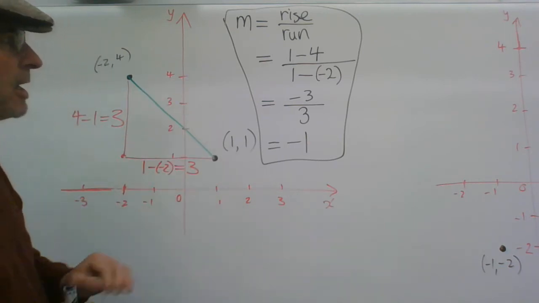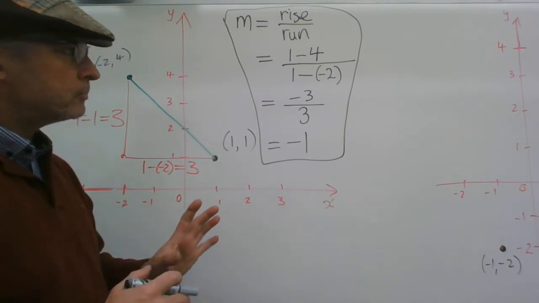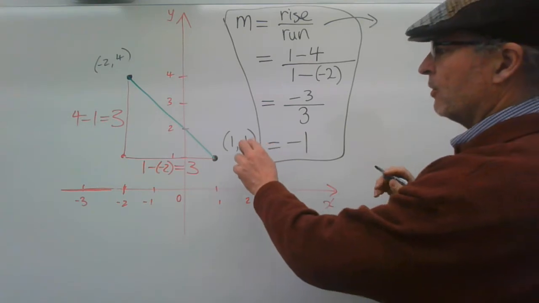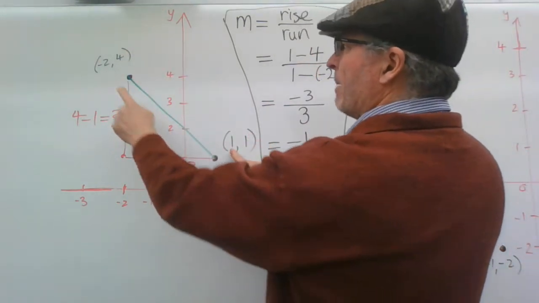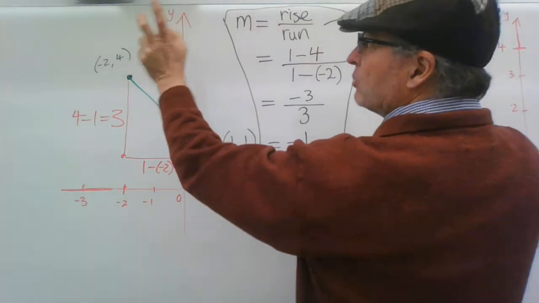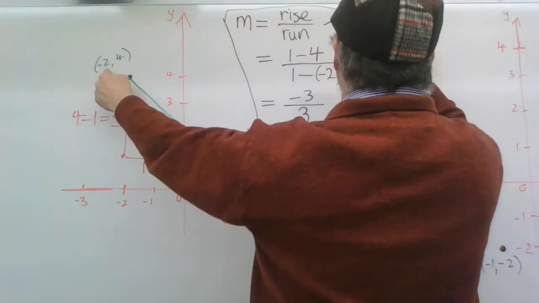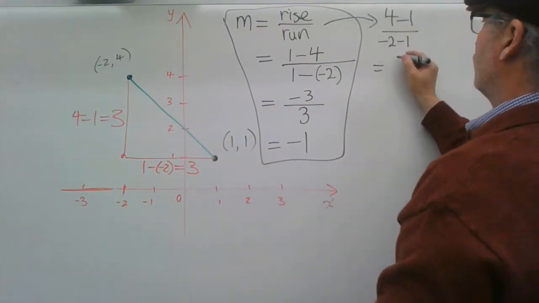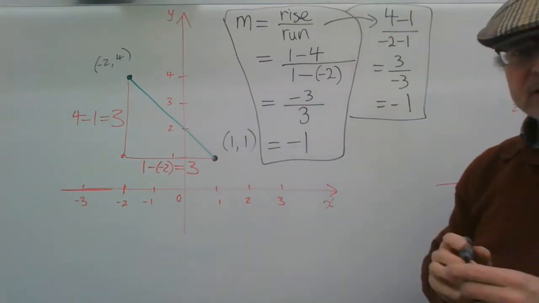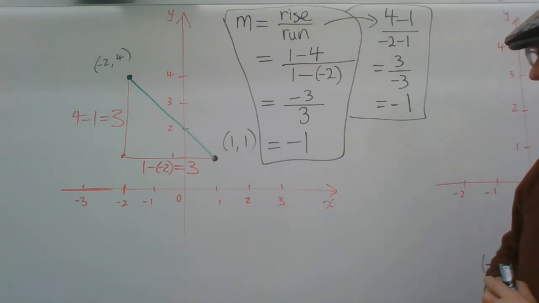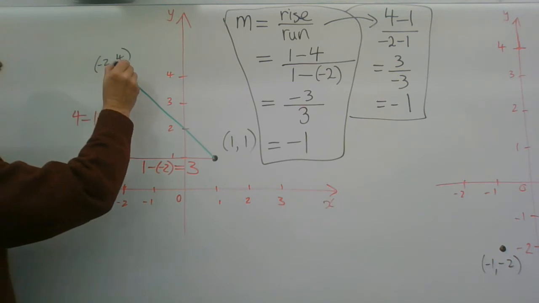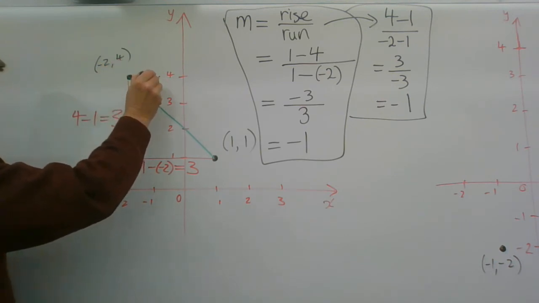But if you're using just the numbers, you make sure you go in the right order. If I decided to do this in a different order, and instead of doing 1 minus 4 divided by 1 minus 2, I decided to do 4 first minus 1, then I've got to do the x's the same way. Minus 2 minus 1. So that will be 3 over minus 3, which is still minus 1. So as long as you do it consistently, you'll get there. Now, if you look at what it's saying, for each one that you go across, the graph has gone down 1.